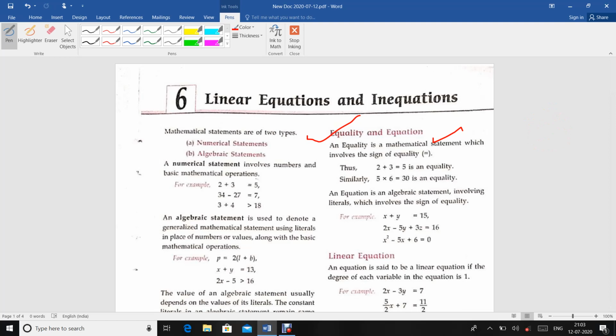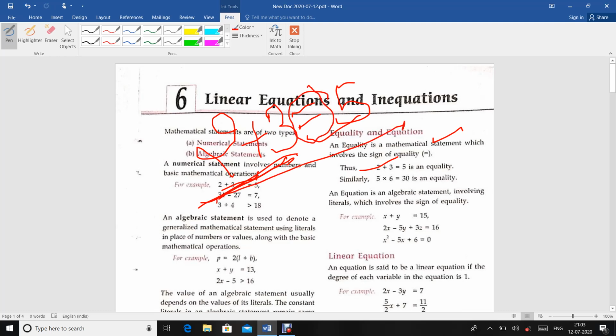If any statement is connected to the equal sign, then it is an equality. As you can see, 2 plus 3 is equal to 5. This statement has an equal sign, with one term on the left hand side and one term on the right hand side of this equal sign. So this is an equation.